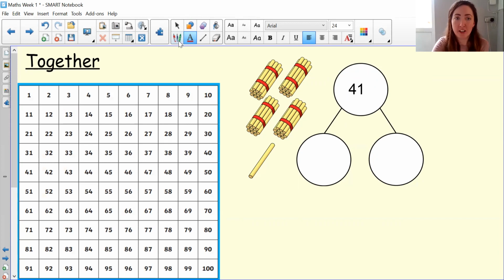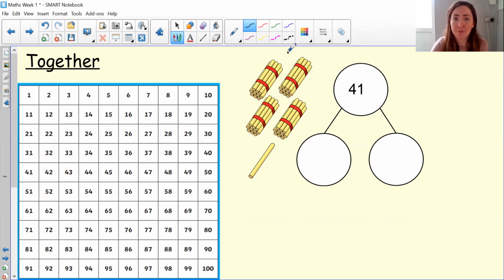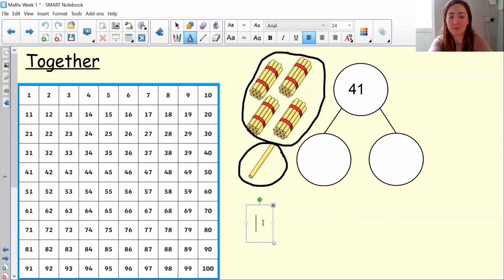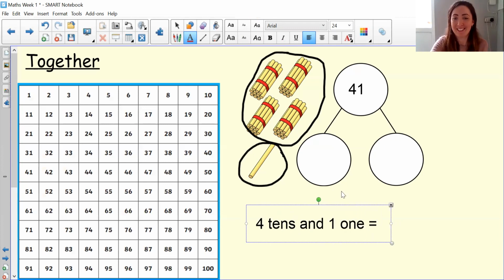Now, if we're going to partition that number, 41, then I'm going to circle my 10s and circle my 1s. So the first part, can you tell me what the first part is going to be? What is 4 10s? I wrote my sentence in there as well. So 4 10s is 10, 20, 30, 40. Did you get 40? Amazing.